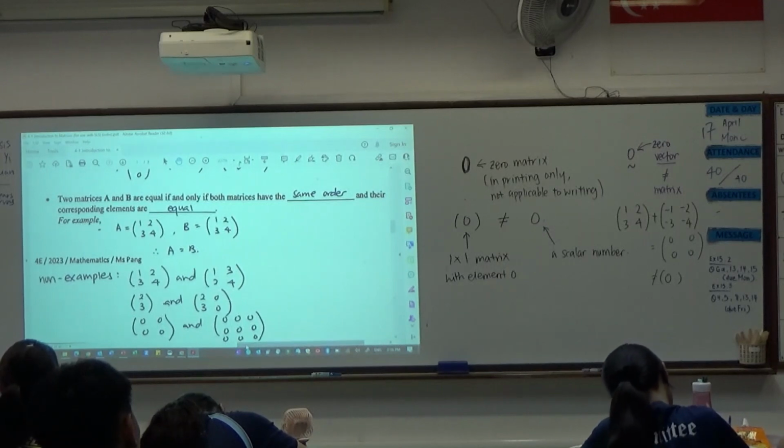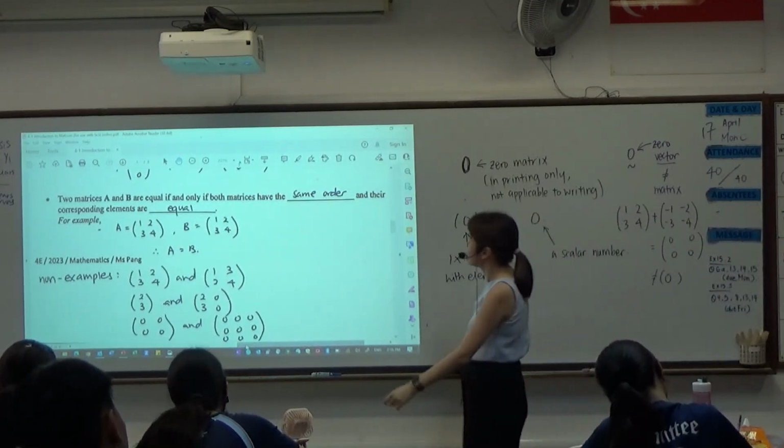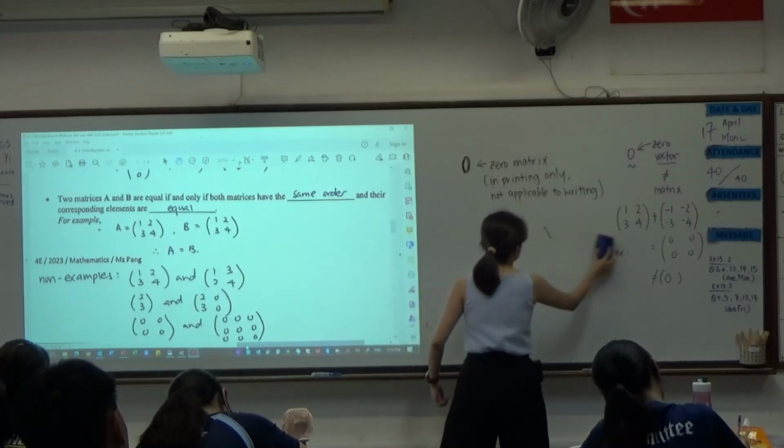So these are certain terms that you need to be aware of when it comes to matrices.